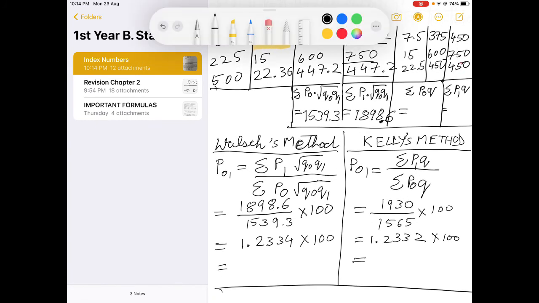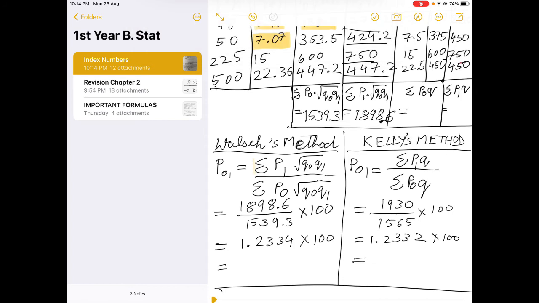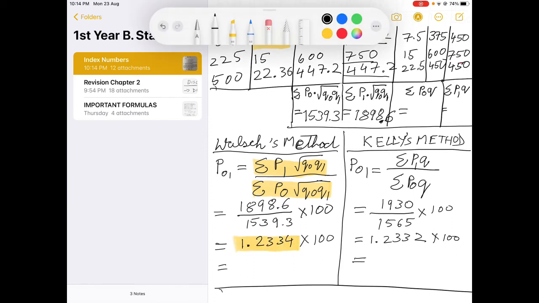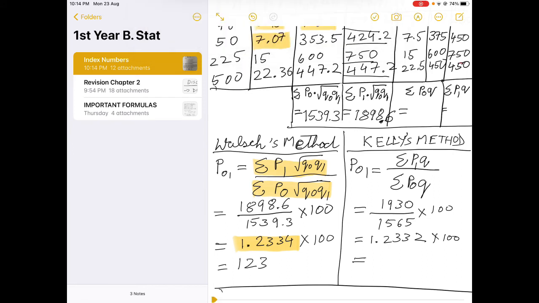Alright. So then we apply these values to the Wald's method formula. So let me just switch to the highlighter. Wald's method formula is the summation of P1 times the geometric mean of Q0 Q1, over P0 times the geometric mean of Q0 Q1 in the denominator. So I take the values here, 1898.6 divided by 1539.3, which gives me 1.2334. So I multiply this by 100 to get the index value of 123.34, which is 23.34% inflation.